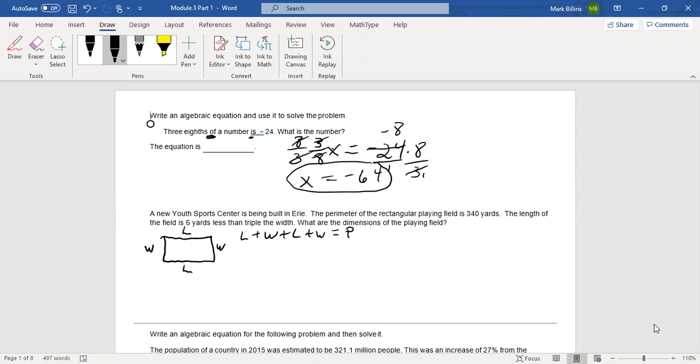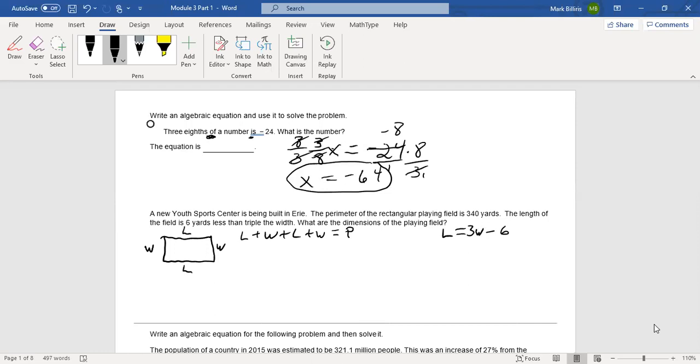So it goes on to say that the length, so I'm going to write the length, L, is, remember, is means to write equals, 6 yards less than triple the width. So it's not 6 minus. When it's 6 yards less, that's going to come at the end. So the -6 is going to come at the end. Triple the width. So triple means 3 times the width.